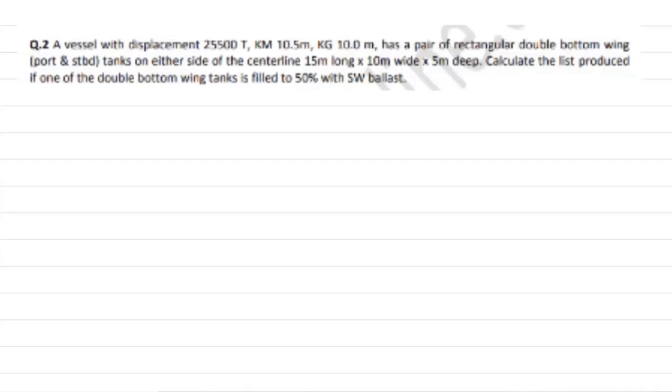So let's study the question. A vessel with the displacement 25,500 ton. So the displacement is given, 25,500 ton. KM, KG is also given. Has a pair of rectangular double bottom wing tank, port and starboard.